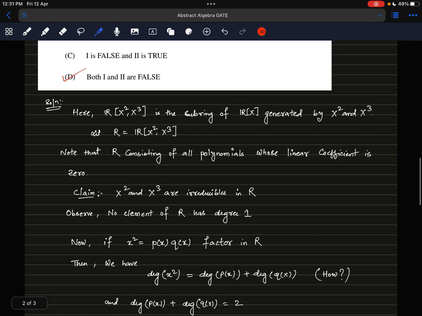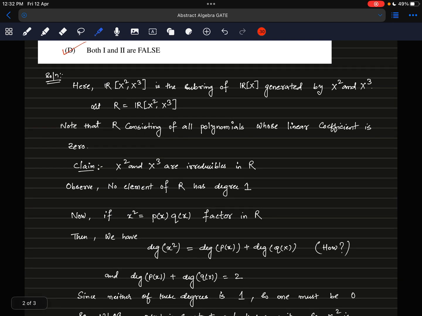So what is a UFD? A UFD is an integral domain R with unity in which every non-zero non-unit element can be expressed as a finite product of irreducible elements, and the factorization is unique up to associates and order. Then it is called a UFD. So our claim is that x square and x cube are irreducible in this ring.